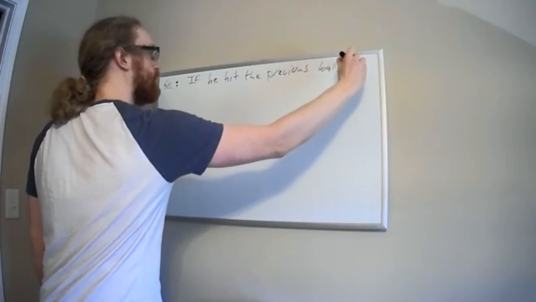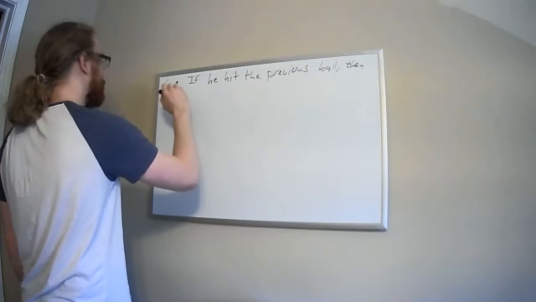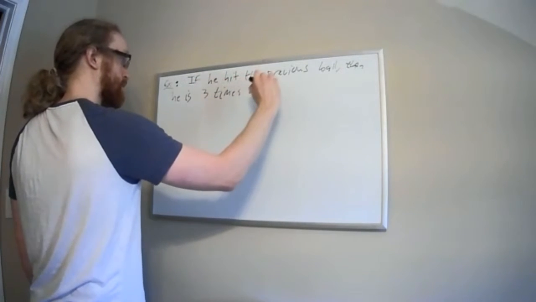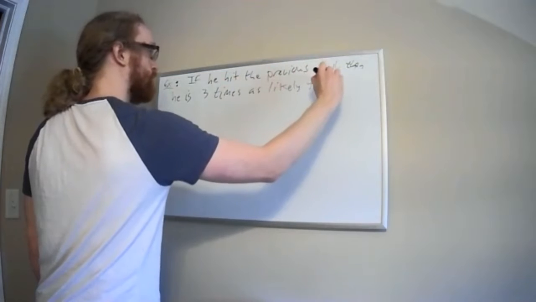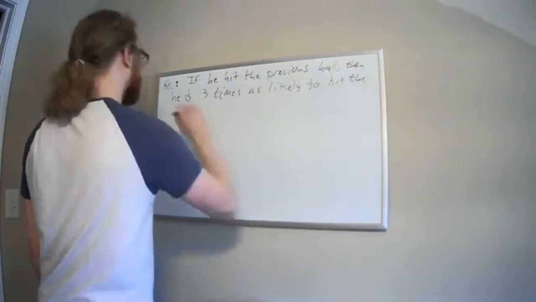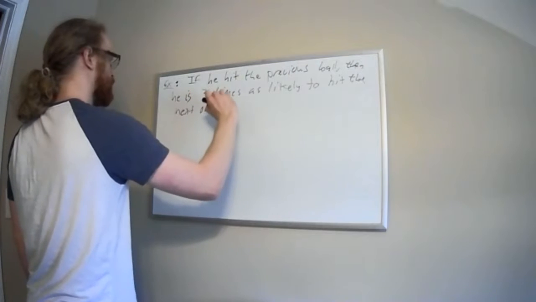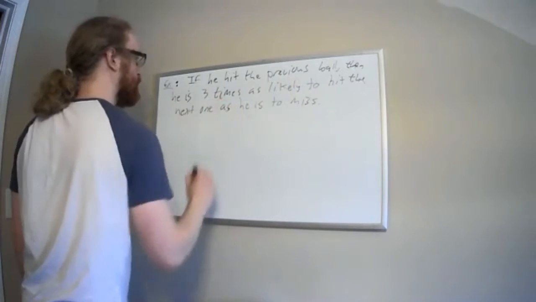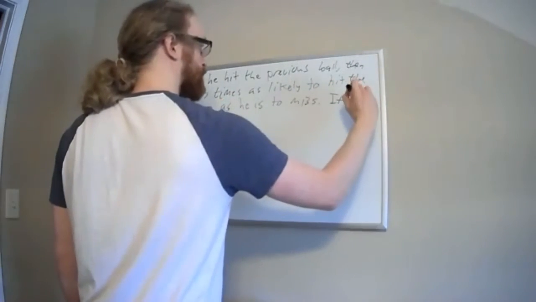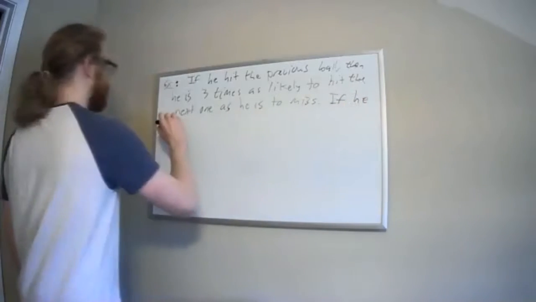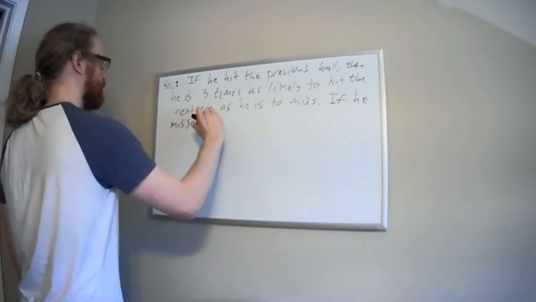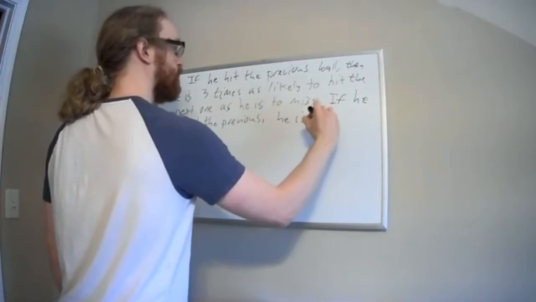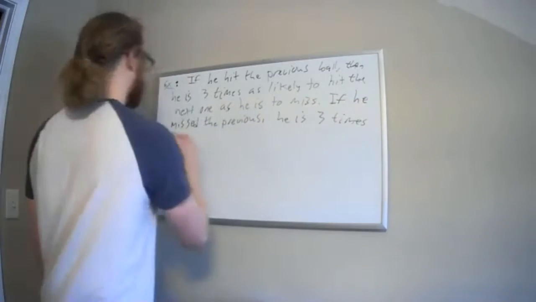then the probability of hitting the next one is 3 times as likely to hit the next one as he is to miss. So he's 3 times more likely to hit the next ball than he is to miss it. And if he happened to miss the previous ball, then he is 3 times as likely to miss the next ball as to hit it.